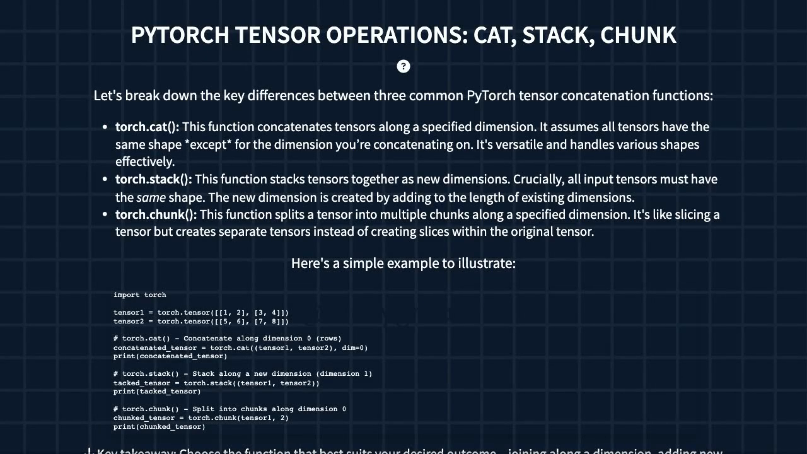Okay, let's talk about how Pytorch handles combining tensors. We have three main tools for doing this: torch.cat, torch.stack, and torch.chunk. Torch.cat is like putting multiple rows or columns together. It joins tensors along a specific dimension, but they all need to be the same shape except for that one. Then there's torch.stack, which adds a *new* dimension by stacking tensors on top of each other. Think of it like building a taller structure. Finally, we have torch.chunk, which divides a tensor into smaller pieces, creating separate tensors from the original. It's like slicing a cake. You get individual slices instead of just a cut in the main cake.